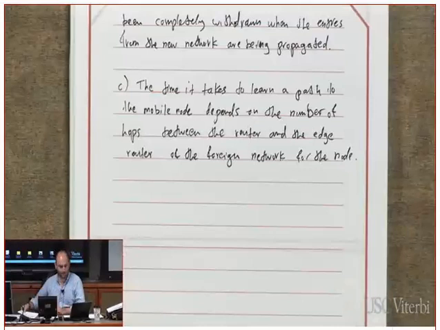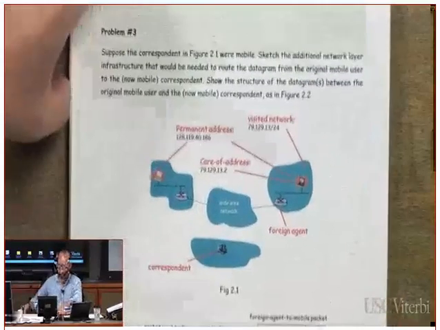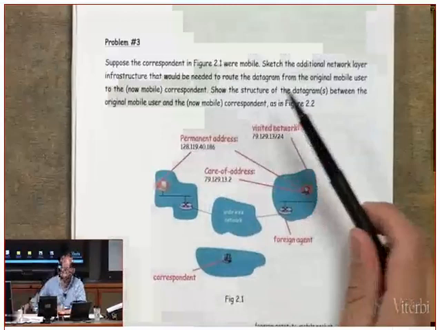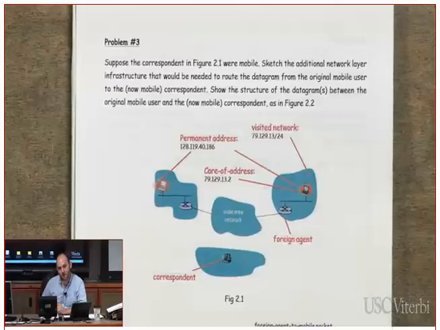We encapsulate the old datagram to the destination. Now the destination is the care-of address. Make sense? And in such a case, it is received over here and decapsulated. We remove the header, and now the foreign agent can forward the packet to the mobile node because it has his own permanent address.